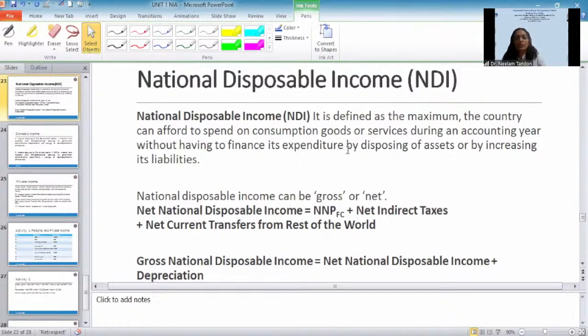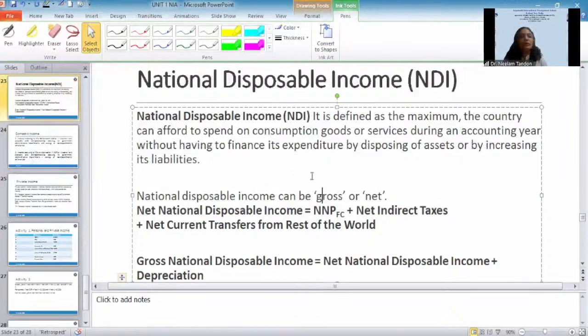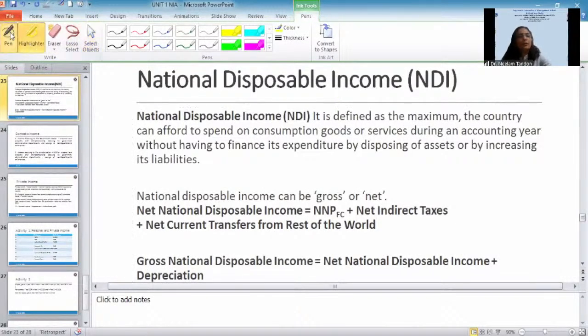NNP at factor cost, you understand what is NNP at factor cost? We have already shared. NNP at factor cost here is, one second.